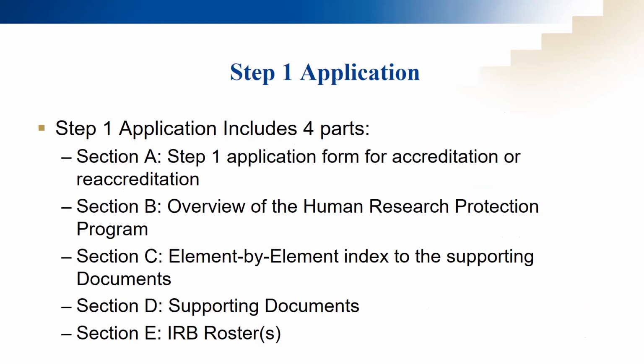First, I want to go over parts of the Step 1 application. There are 4 parts. Section A is the application form for accreditation or reaccreditation. The application form contains questions that will help AAHRPP staff customize the review of your application and site visit and provide important information about your site visitors.